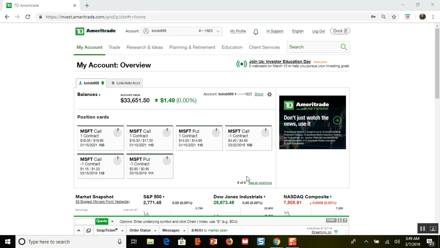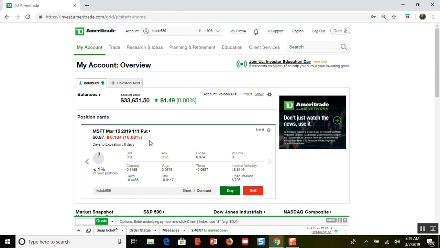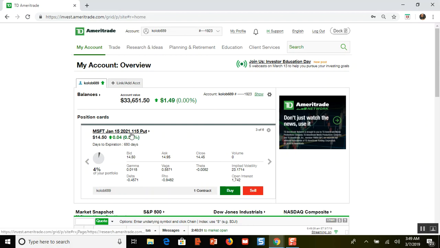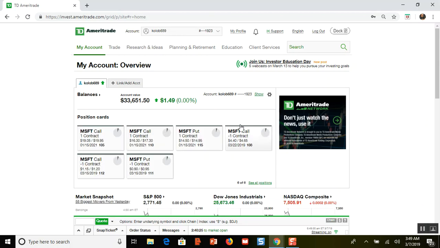First things first, today is March the 7th, 2019, and the market is going to open in another couple hours or so. But just yesterday I bought to open a put option, and this is the put that I bought right here. Oops, sorry, that's the one that I sold. Let me go to the put that I bought. It's a $115 put option. It expires in January 2021, so that makes it a LEAP.